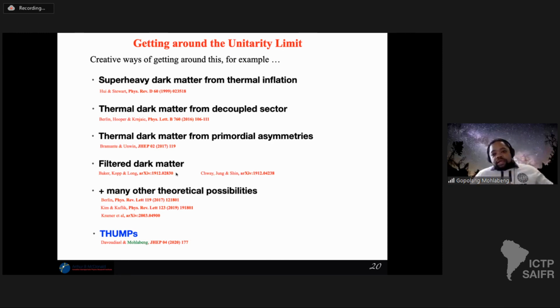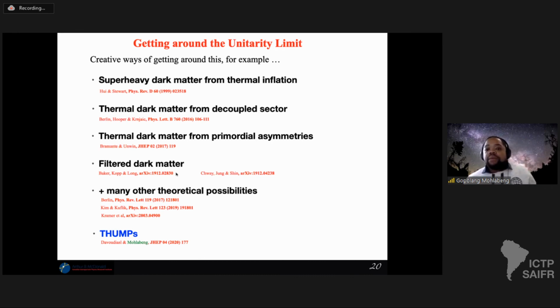And once the bubbles merge and we have the universe that we have today, the large VEV gives the small number of dark matter particles very large mass. But then they get this very large mass, and this sets the relic abundance of these dark matter particles as we see them today. So these are all very interesting ideas of how to get around this unitarity limit for thermal super heavy dark matter. And there are many other theoretical possibilities here, and again, I invite you to take a look at these papers.